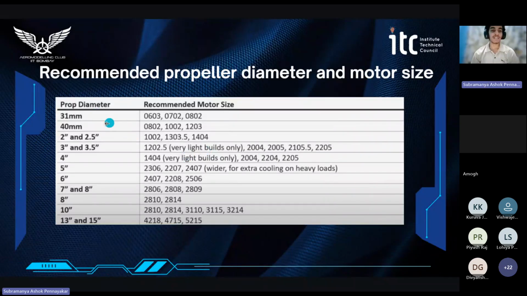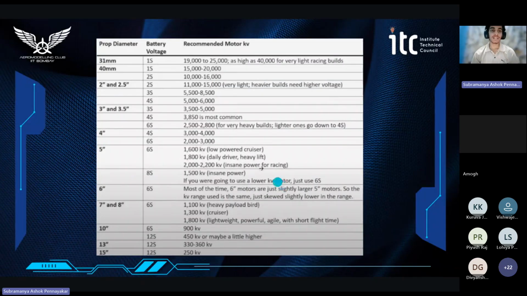Yes, so here's some data which you can see. For a propeller diameter of 31 mm, 0.6 is the diameter basically, and 0.3 is the height of that motor. You guys can take a look at this data afterwards. Here's also some data: prop diameter, battery voltage, and recommended motor kV. According to the battery voltage given here, you can see the recommended motor kV rating as well.